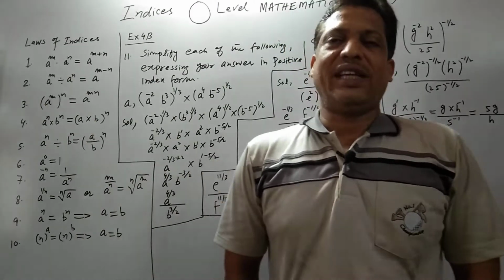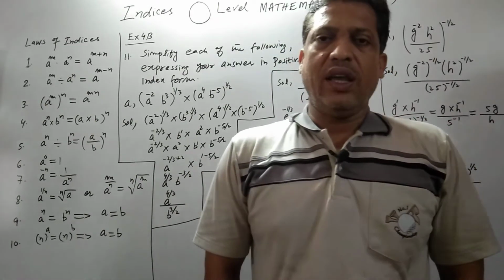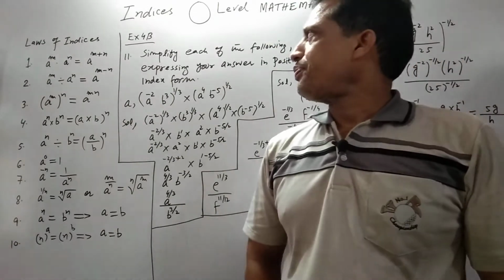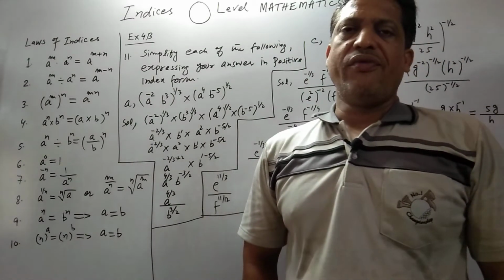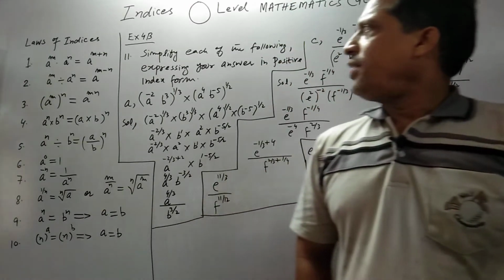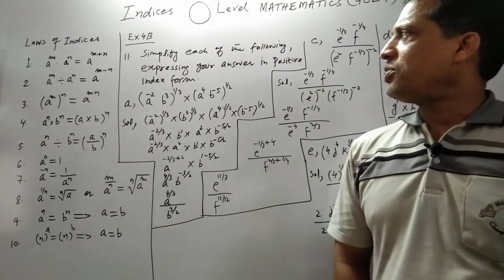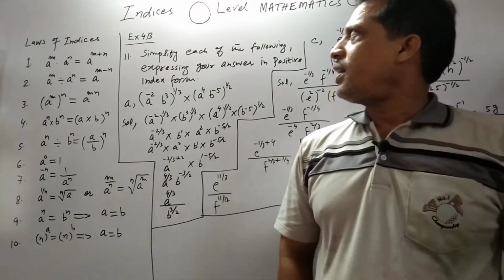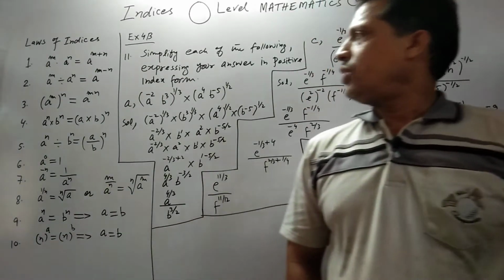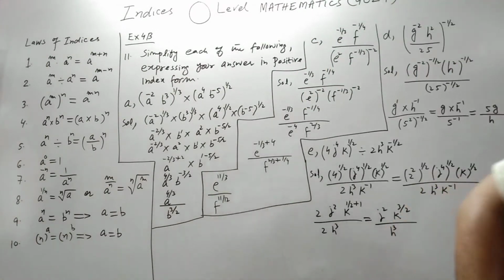Today we have to finish exercise 4B from book 3, 7th edition. In the last lecture we finished questions 9 and 10. After question 11 and question 12, the topic of indices will be finished completely. So let's have a look at question number 11.